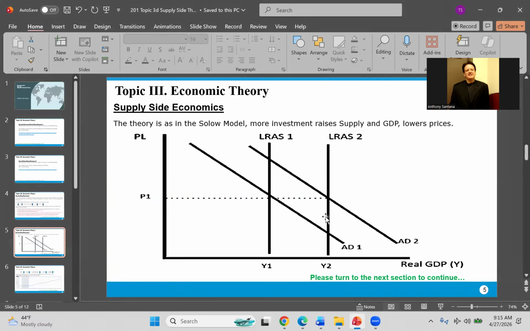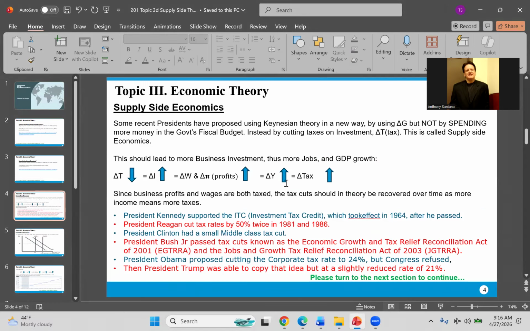But in the 60s, the economy was not as large as it is today. And so they really couldn't afford to give out a lot of money. So that was in 1964. I mean, it took effect after he passed away because he was assassinated, unfortunately. President Reagan cut tax rates by 50% twice in 1981, 1986, for everybody, basically.